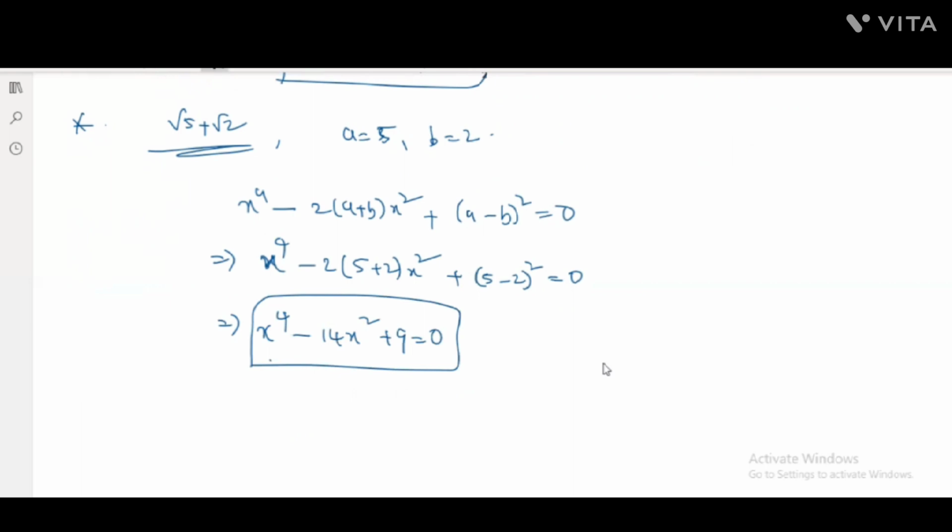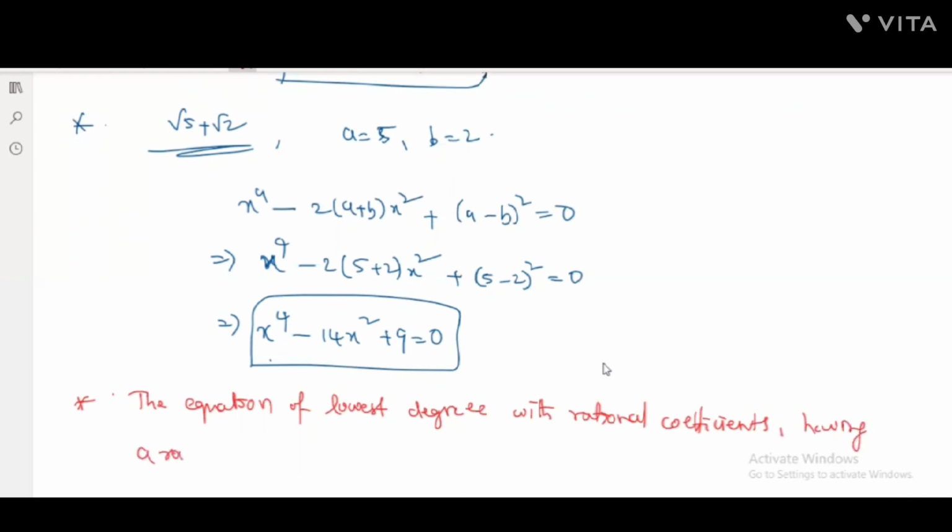Hope you understand the concept and how to solve the problem based on this. In a similar way, we have one more shortcut formula. I'll write it directly. I'll not give the proof because the proof is the same as the previous one. The equation of lowest degree with rational coefficients having a root root a plus i root b is x power 4 minus 2 times of a minus b into x square plus a plus b whole square is equal to 0.